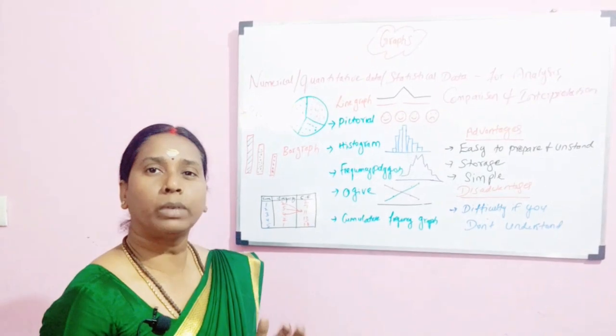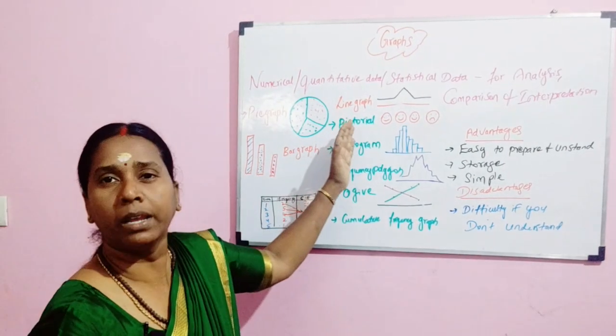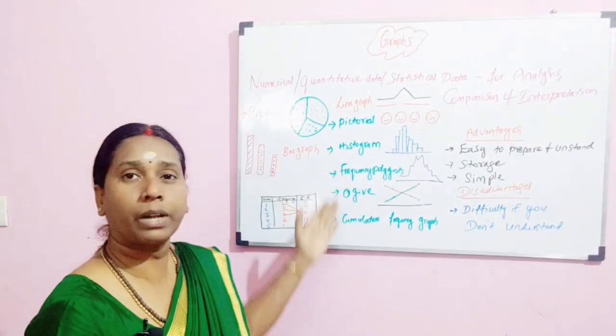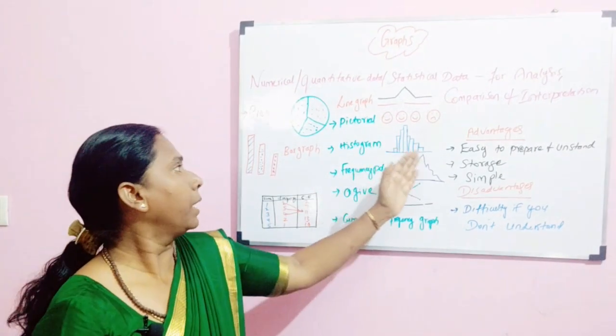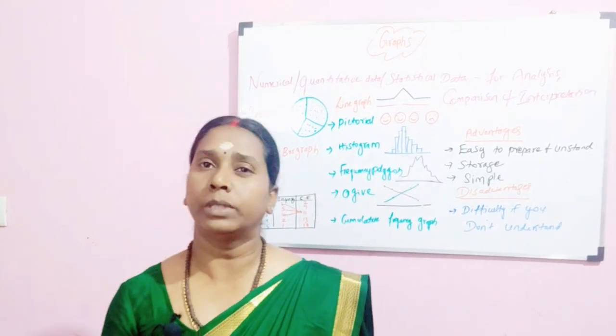Okay. So with this we finish graphs. We have discussed the meaning of graphs, the different types of graphical representations, the advantages and the disadvantages. Hope you understood the class.